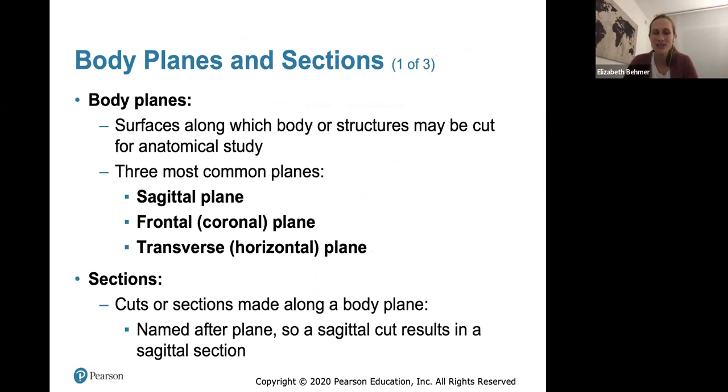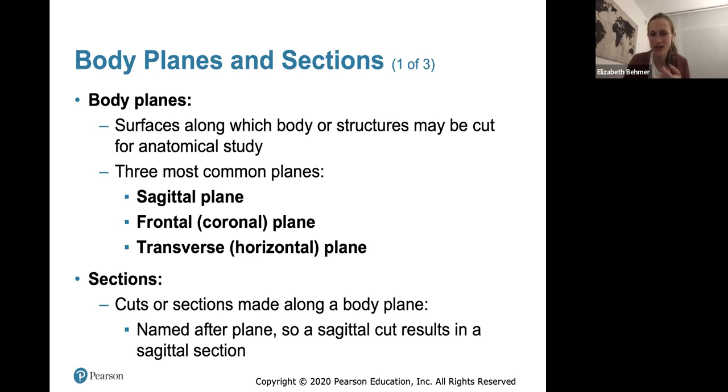Body planes and sections, there is a test question on body planes. So knowing what the different types, the three most common planes. And a body plane is a surface along which the body or structure may be cut for anatomical study. And this is important because if you ever read an MRI or a CAT scan or even an X-ray, just to know what you're looking at, because a sagittal cut through the body will show you a different inside look versus a frontal cut or a transverse cut.